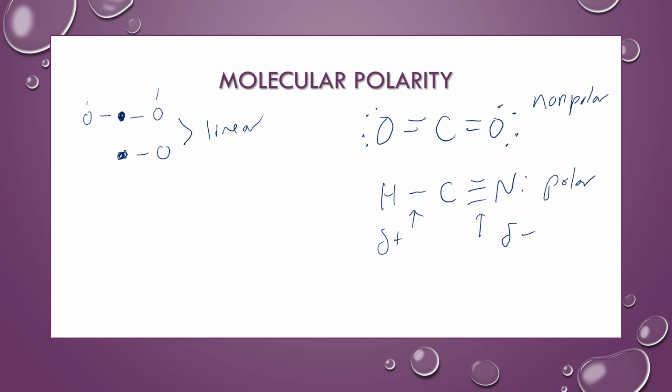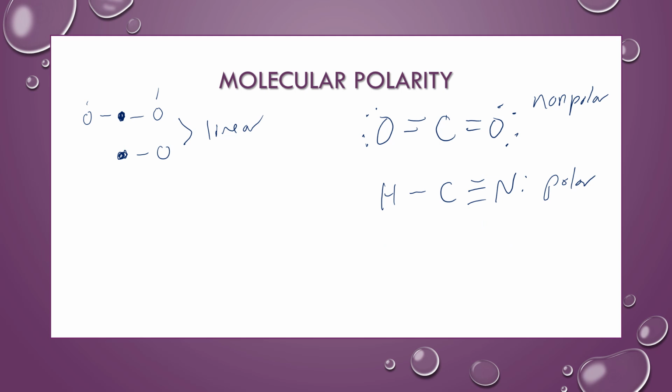But another good and relatively easy way to tell is if you were to cut the molecule in half. Is it the same on both sides? Then it's likely to be nonpolar. If it's different on both sides, then it's likely to be polar. All right. So same on both sides is nonpolar, different would be polar. And that's for linear. Now linear is one of the easier ones to see.